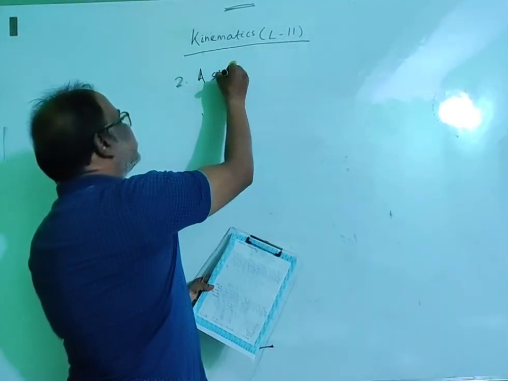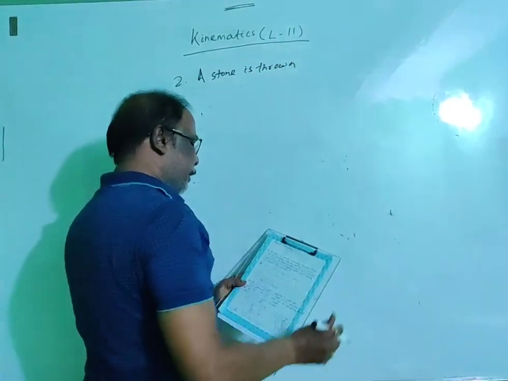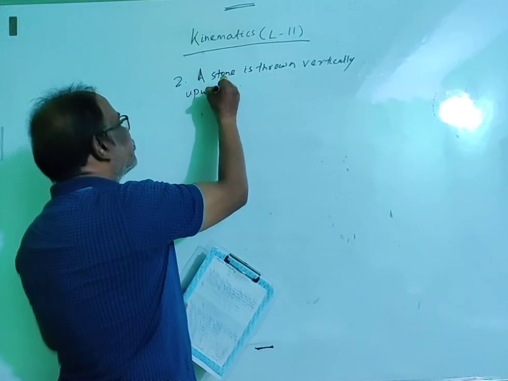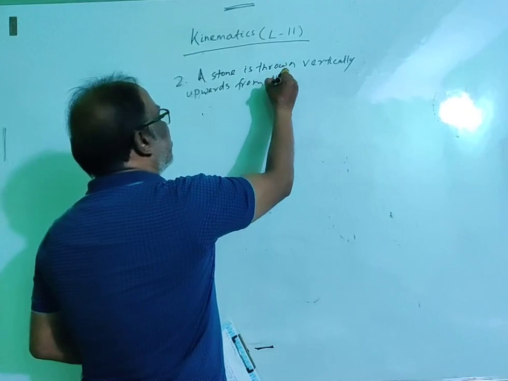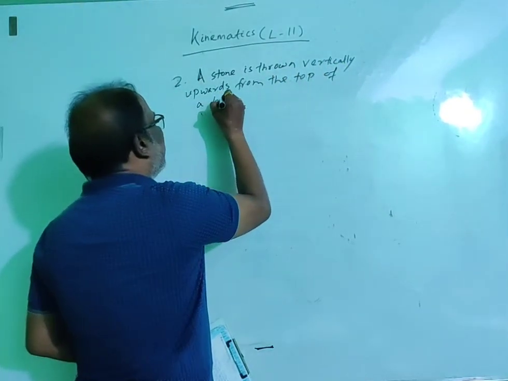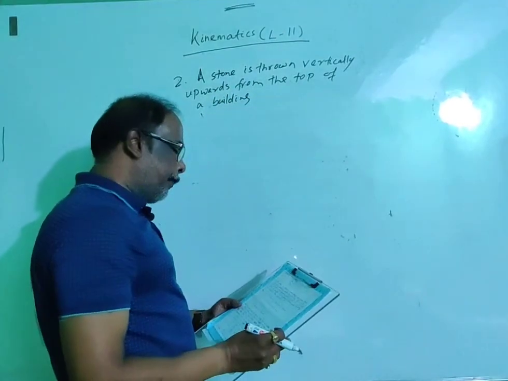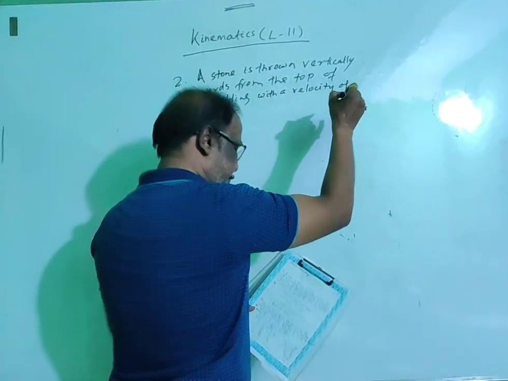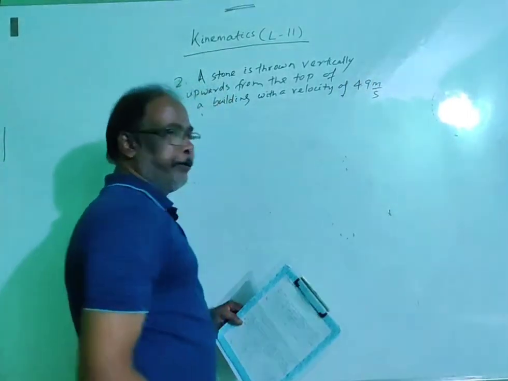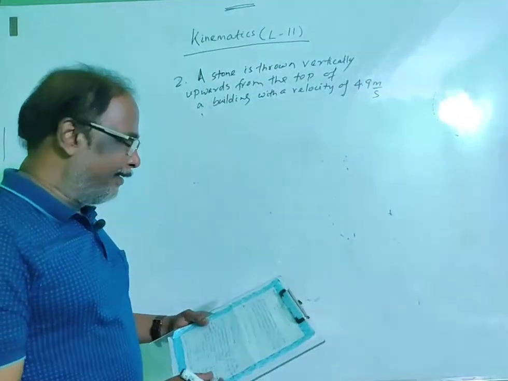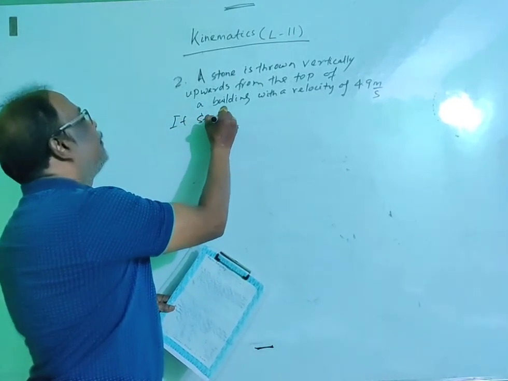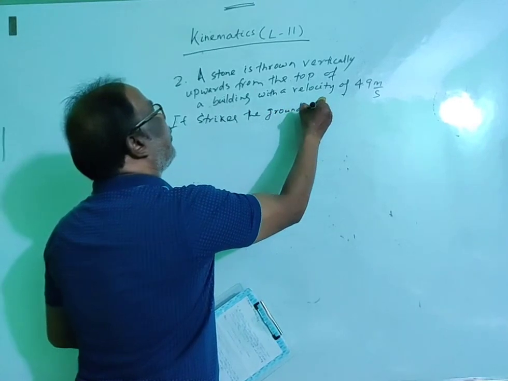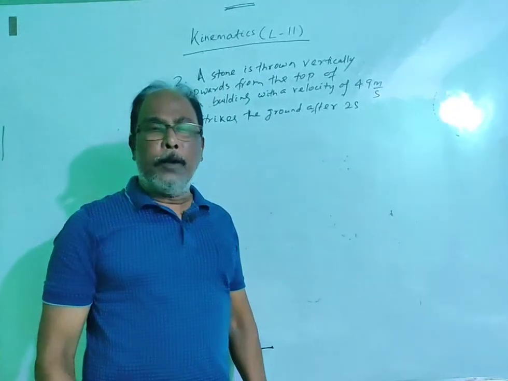A stone is thrown vertically upwards from the top of a building with a velocity of 4.9 meter per second. We'll discuss the concept. 4.9 meter per second. It strikes the ground after 2 seconds. Very good.